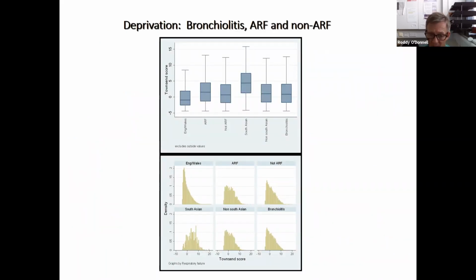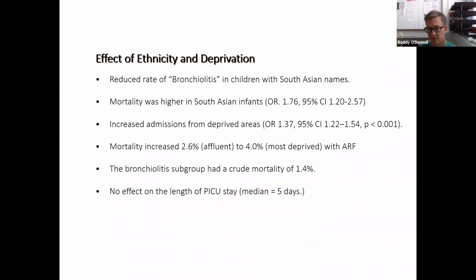And what we can see as well is that deprivation, in terms of the Townsend score, which is a mark of deprivation, means you're much more likely to be admitted with bronchiolitis if you come from a deprived postcode than if you're in a more affluent postcode. Overall, the length of stay is pretty predictably 5 days for most children. And so although mortality was slightly increased in deprivation and admissions were increased in deprivation, and mortality and admissions were increased in South Asian infants, there's no overall effect on the length of stay for these children.